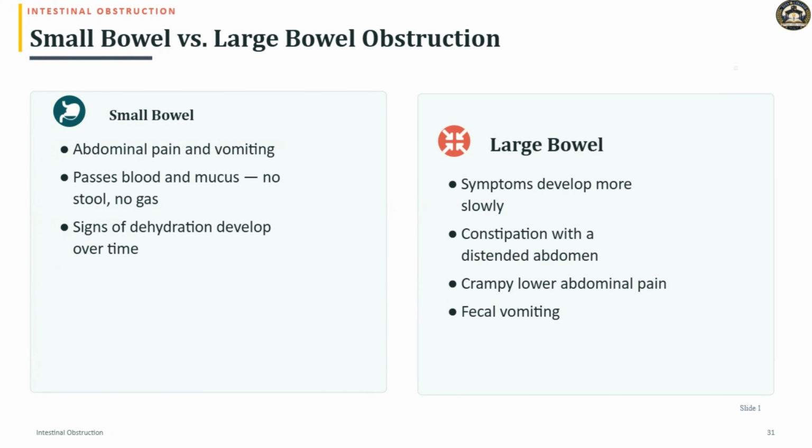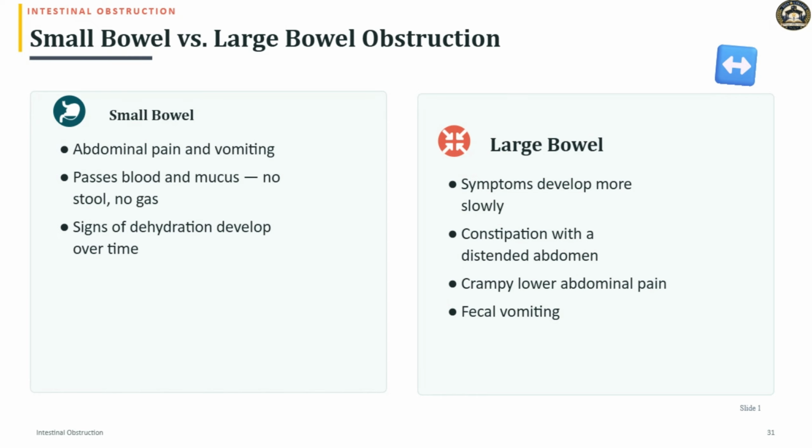While both small and large bowel obstructions present with similar overarching symptoms, there are key differences. In a small bowel obstruction, patients typically experience acute abdominal pain and vomiting. They may pass blood and mucus but will have no stool and no gas. Signs of dehydration tend to develop over time.